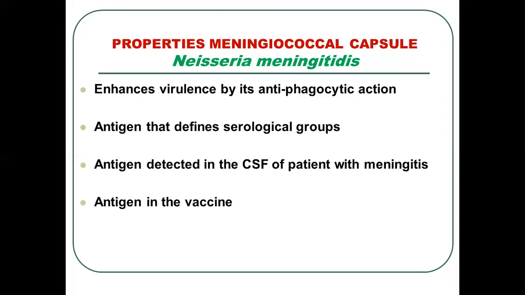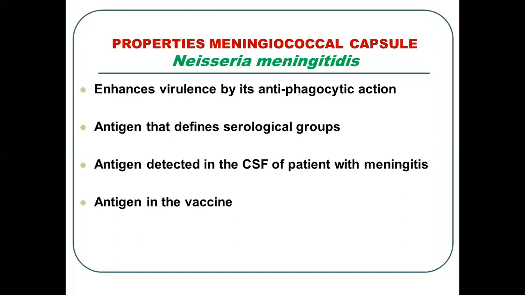It is an antigen used to detect the antigen present in the CSF, the cerebrospinal fluid, of a patient with meningitis, and this is the antigen which is used in the vaccine. So microbiologists and immunologists have exploited this property of the Neisseria capsule to make serological grouping for identification, to detect the antigen in meningitis, and to make vaccines. A very important component of Neisseria is the capsule, which is oligosaccharide in nature. It's not a polysaccharide.